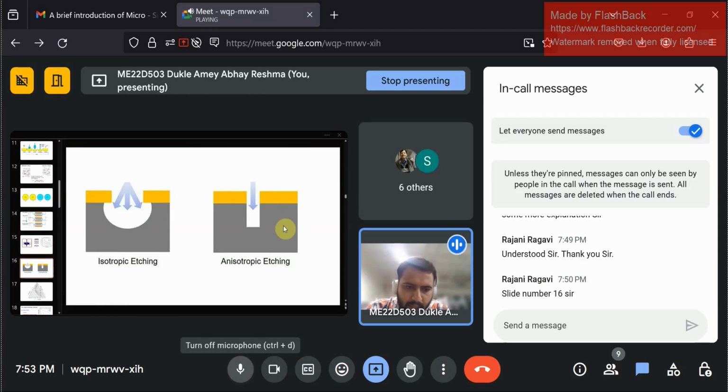To remove the material you have two options. One is wet etching, or else you use dry etching. Wet etching, as the word suggests, uses chemicals. You are using KOH, HNA, hydrofluoric acid, n number of wet chemicals per se. The second approach is dry etching, which is basically reactive ion etching.